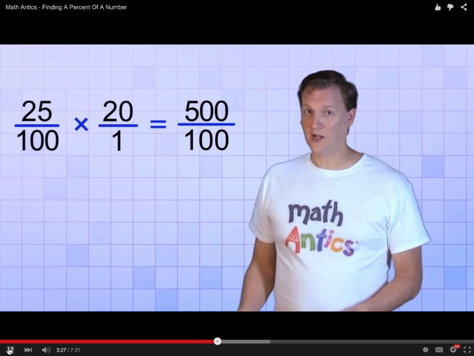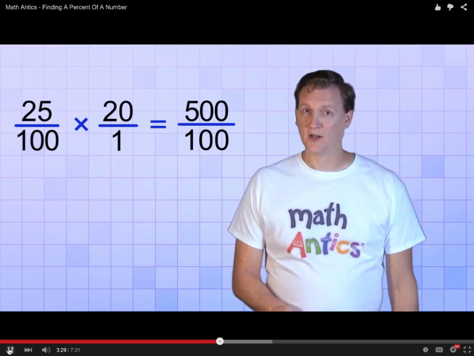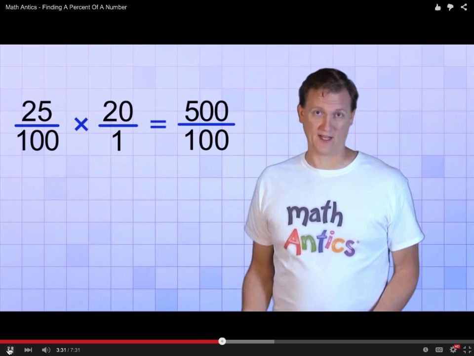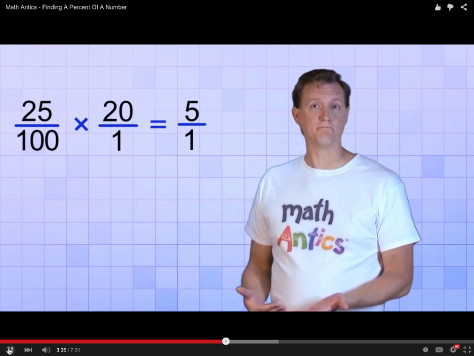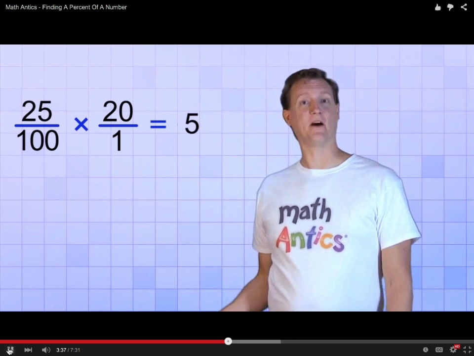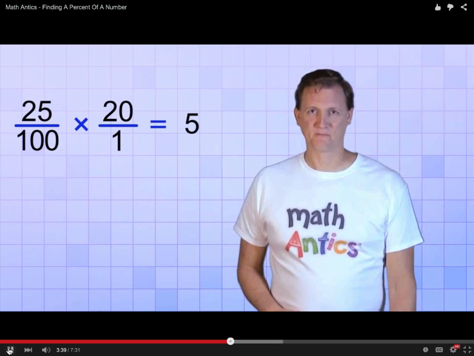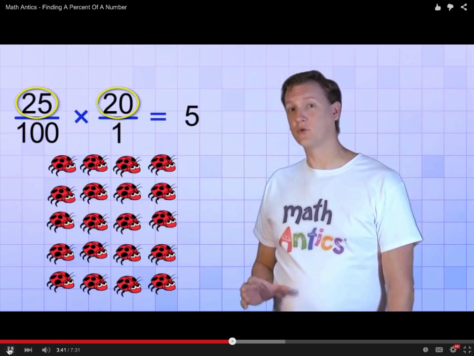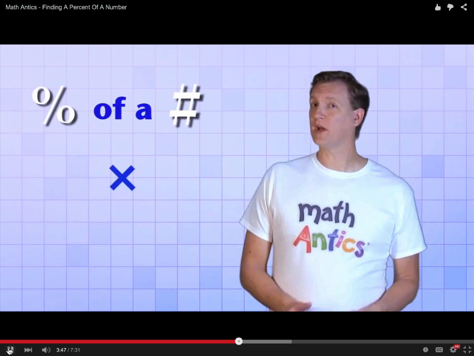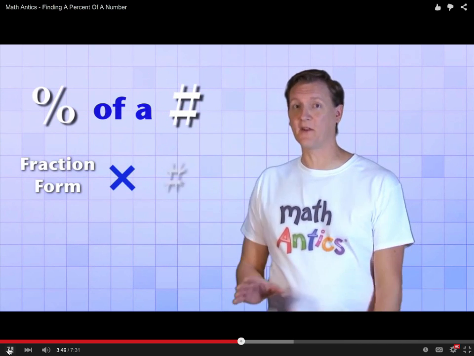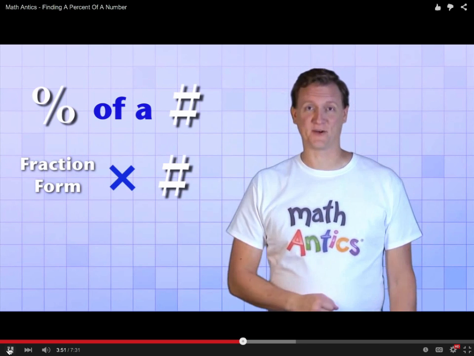Now 500 over 100 might seem like a strange answer, but that's just because we still need to simplify it. 500 over 100 simplifies to 5 over 1, and 5 over 1 is just 5. That's much better. So 25% of 20 is 5. Alright, so to find a percent of a number, we just need to multiply the fraction form of the percent by the number, and we have our answer.